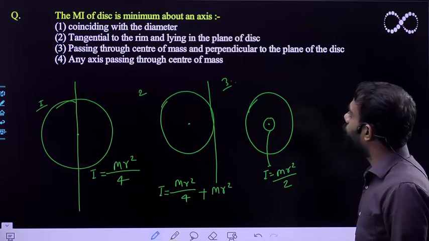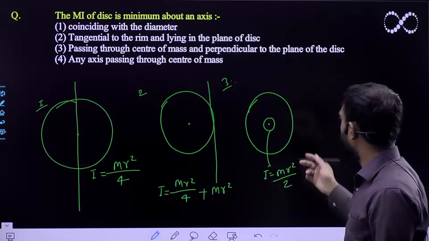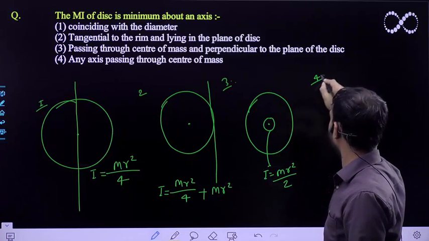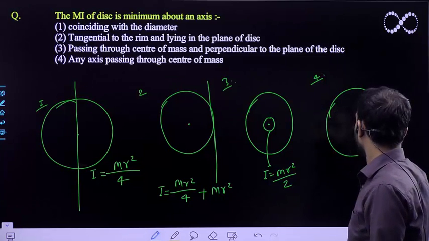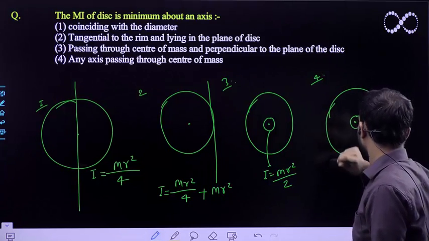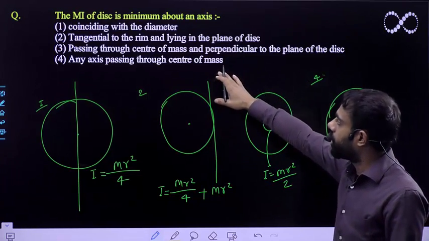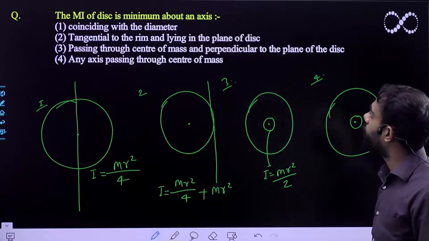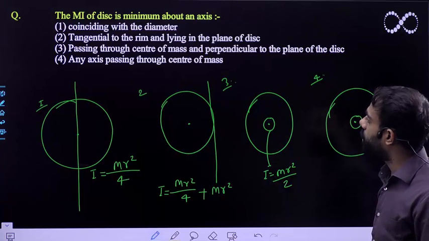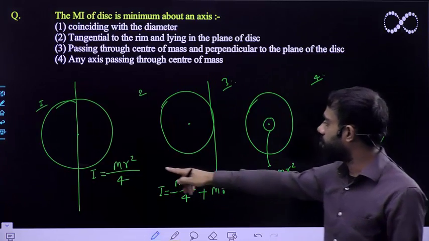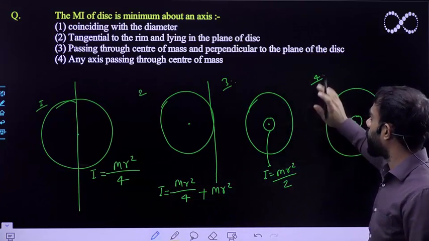Okay, now it is saying for any axis passing through center of mass. So if you take option 4 here, for any axis passing through center of mass, you can take once again this axis. If you take the perpendicular axis, the moment of inertia will be variable for any axis passing through center of mass. So it is saying moment of inertia is minimum about an axis coinciding with the diameter, so obviously option 1, because here it is MR square upon 4, this is greater. And the fourth is saying any axis passing through center of mass.